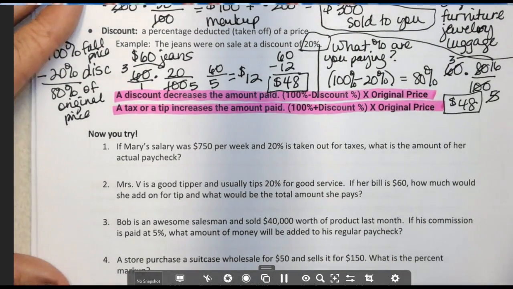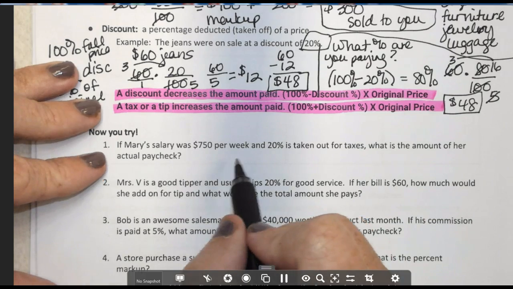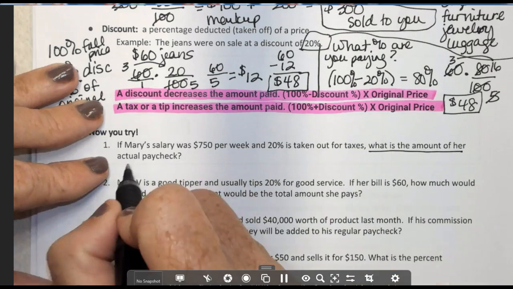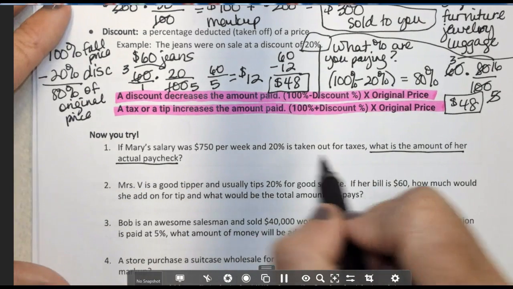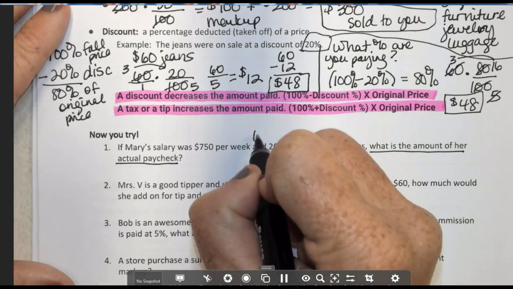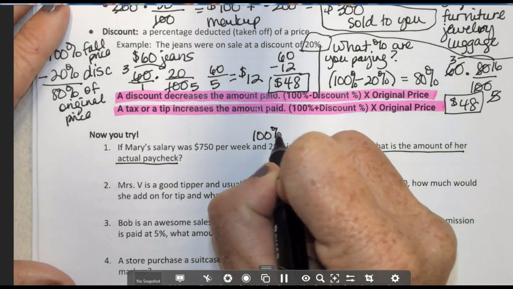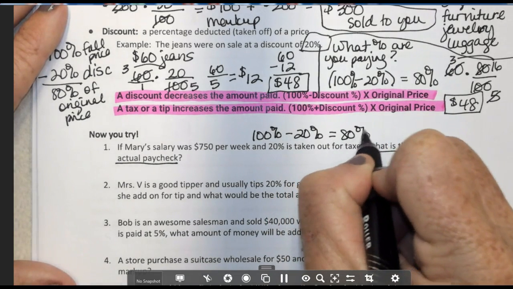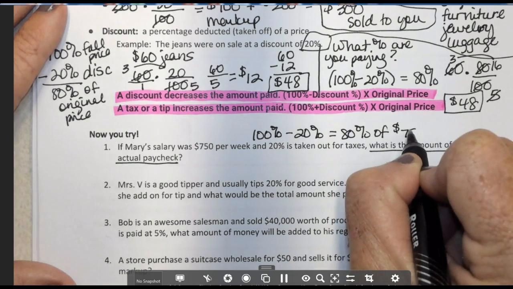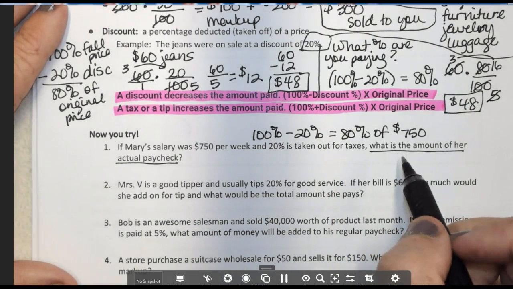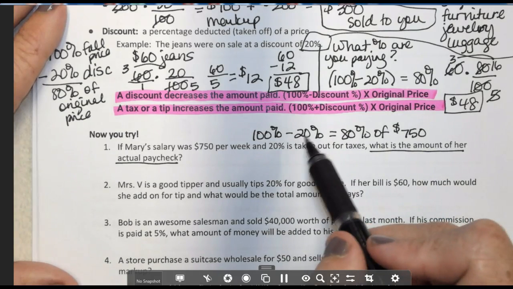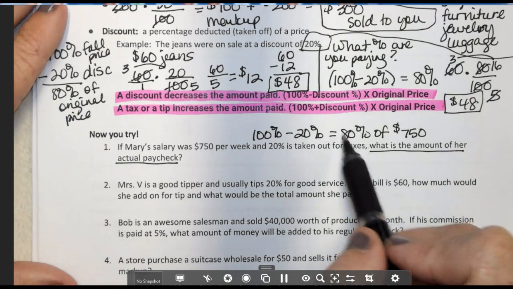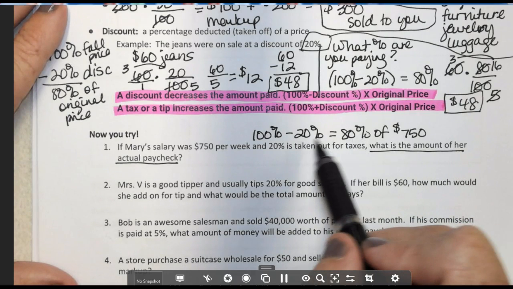So, if Mary's salary was $750 a week and 20% is taken out for taxes, what is the amount of her actual check? So, the way I think about this is her whole check, her gross pay, was 100%, and she's losing 20% of that, so she gets 80% of the $750. If I was asking what amount is she paying in taxes, then I would worry about the 20%. But it's asking what's the amount of her actual paycheck. That's 80%, what's left over after they take the 20%.